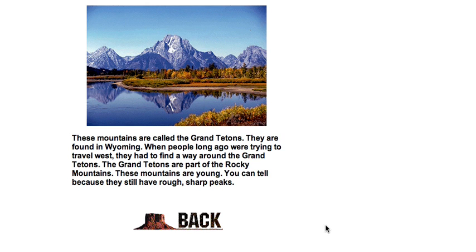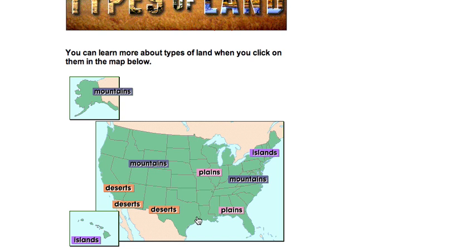When people long ago were trying to travel west, they had to find a way around the Grand Tetons. The Grand Tetons are part of the Rocky Mountains. These mountains are young. You can tell this because they still have rough, sharp peaks. Do you think you'll want to have mountains in your map?